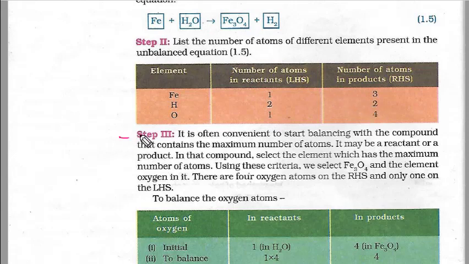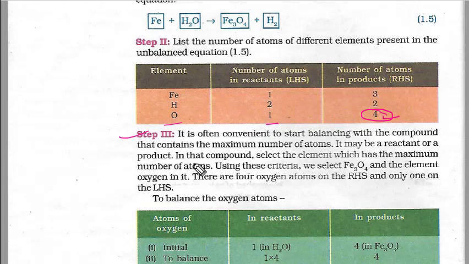So now what is the next step? It is often convenient to start balancing with the compound that contains the maximum number of atoms. That means we will always start with the element which has the maximum number of atoms. Here we can see that oxygen has the maximum number of atoms on the right hand side. So we will start with the oxygen.